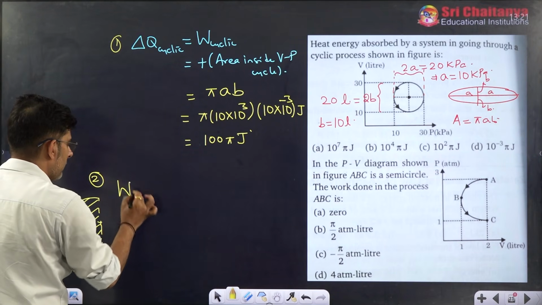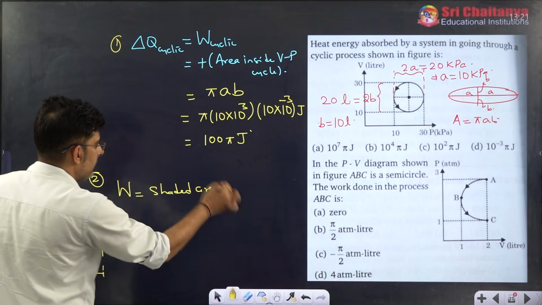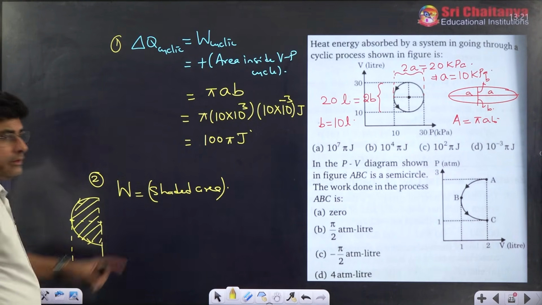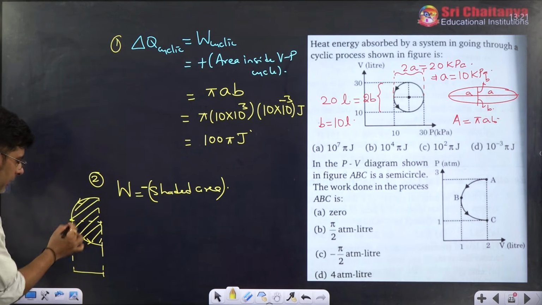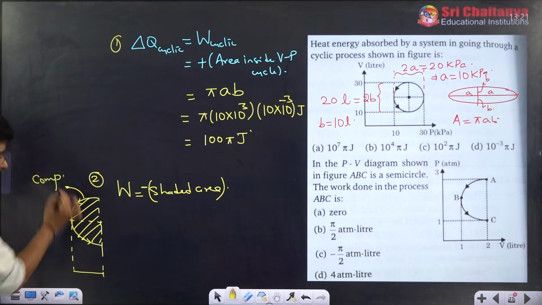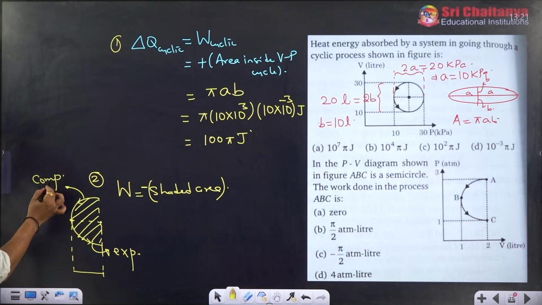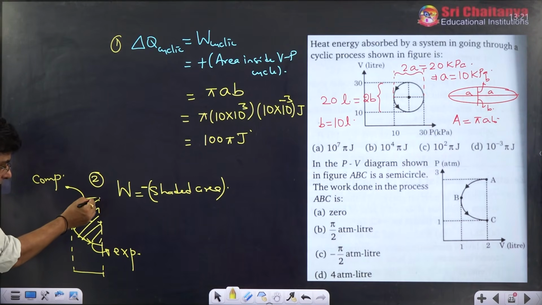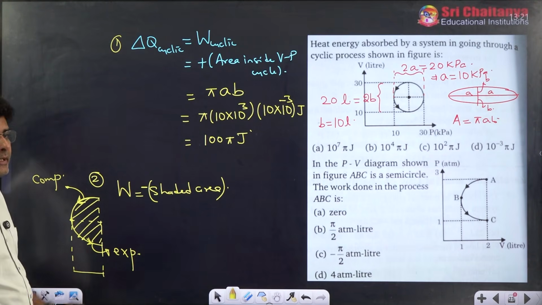So work done will be the shaded area, but area is never negative, but work done will be negative. Why? Because you can see this part indicates compression and this part is expansion, and compression is more than expansion because in the graph the compression part is lying above the expansion. This is the compression part, this is the expansion part. So work done will be negative of the shaded area.